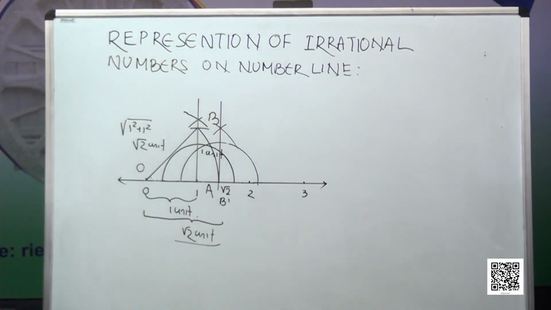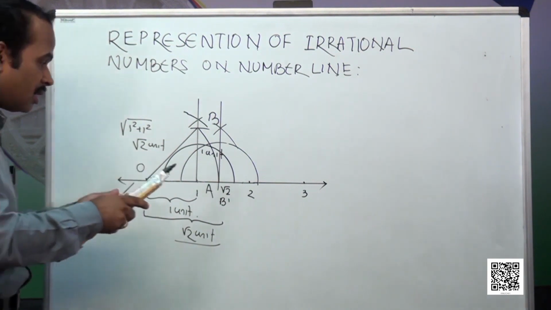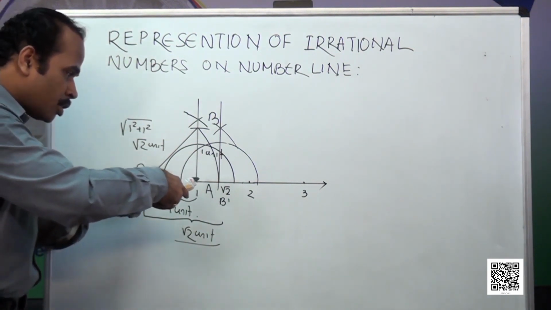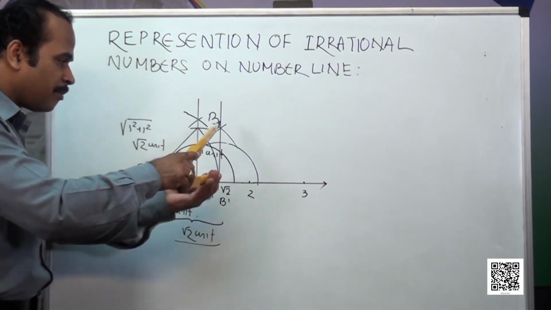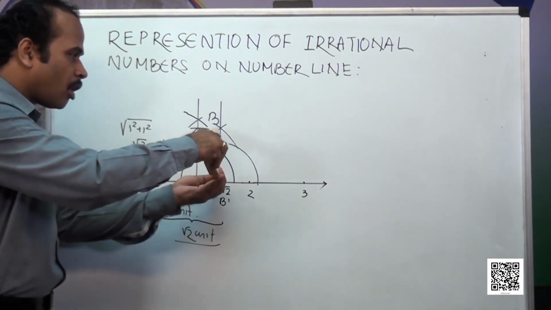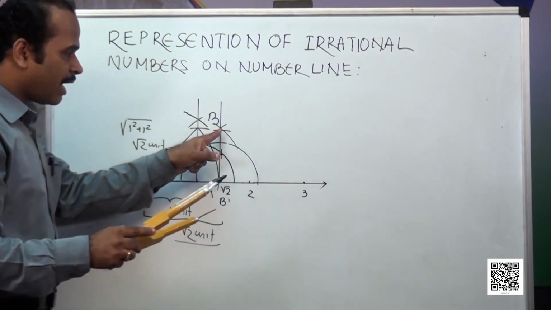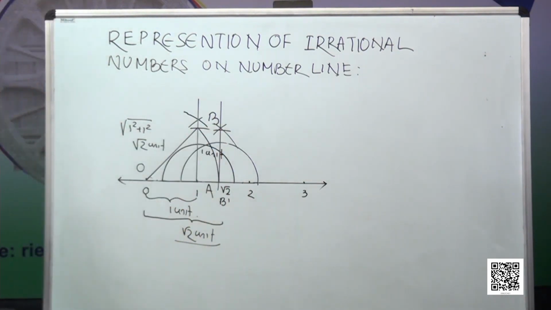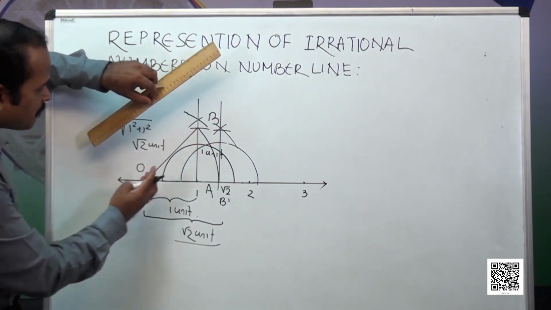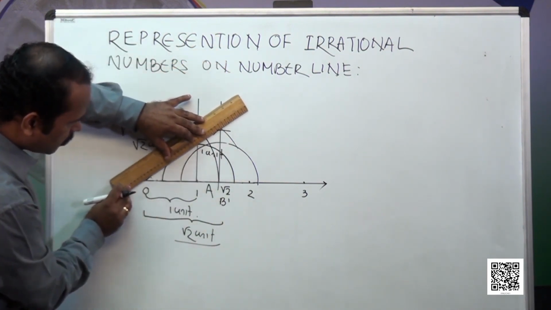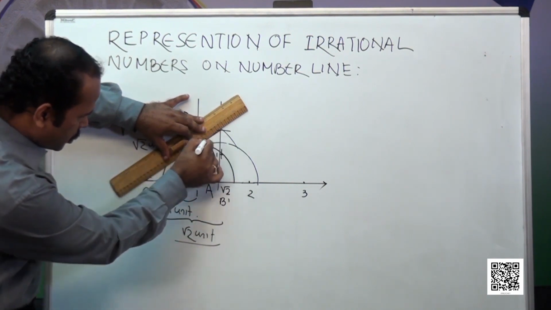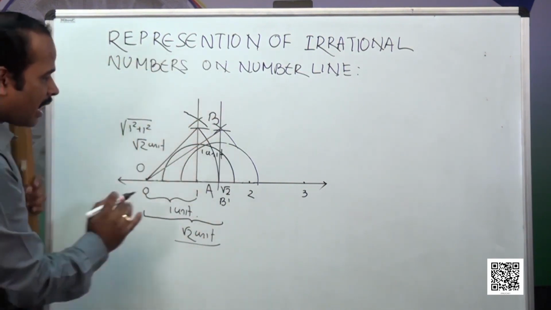Again, I have to choose this 1 unit length. How much is 1 unit? From 0 to 1. That I will select again. Selecting that point, keeping on this root 2, I will cut a line. Now this point I have to join. When I join this point with 0, I will find another triangle.